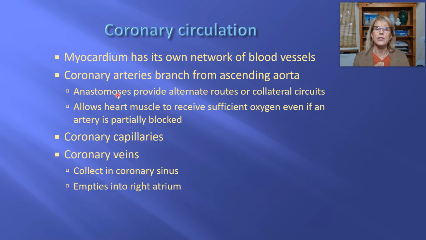Anastomoses means that any given little chunk of your heart muscle is usually receiving blood and oxygen from more than one coronary artery. Okay? The coronary capillaries are way too small to be seen, but are very important. And coronary veins are collecting up the blood that has given away its oxygen, picked up the trash, the carbon dioxide, and now is that darker, bluish color, heading back towards the heart.